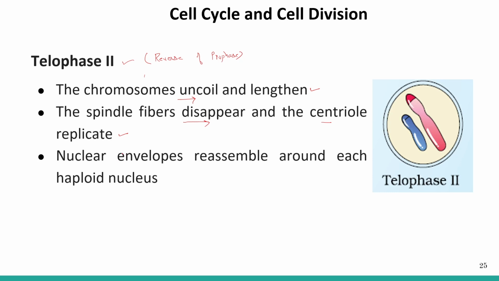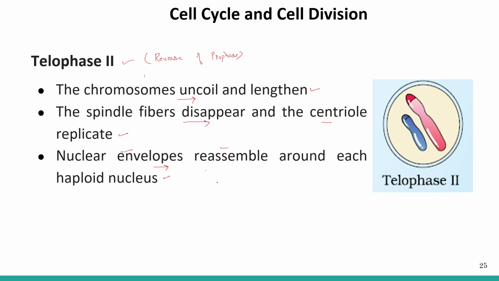And what happens? The nuclear envelope reassembles around the haploid nucleus. Now cells are haploid here, because of the reductional division that happened during meiosis 1. So the nuclear envelope appears, and the nucleolus will appear. Alright. And what is the end product here?